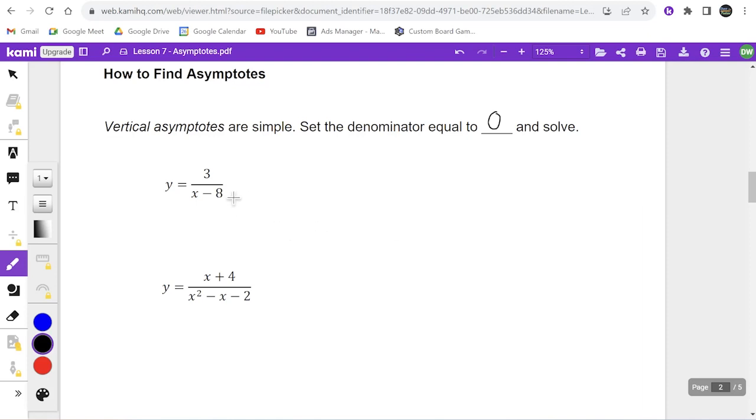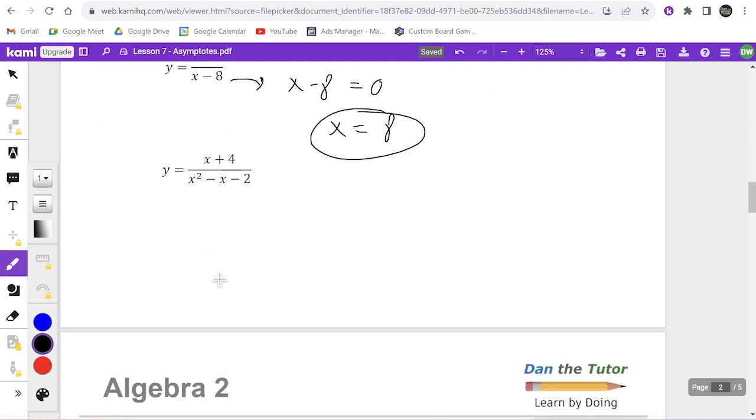So for instance, here, if I want to find the vertical asymptote for this function, I just do x minus 8 equals 0, add 8 to both sides, you get x equals 8. Simple. Now for a harder one, you have x plus 4 over x squared minus x minus 2.